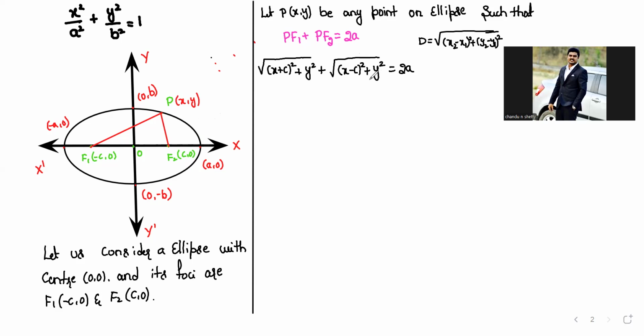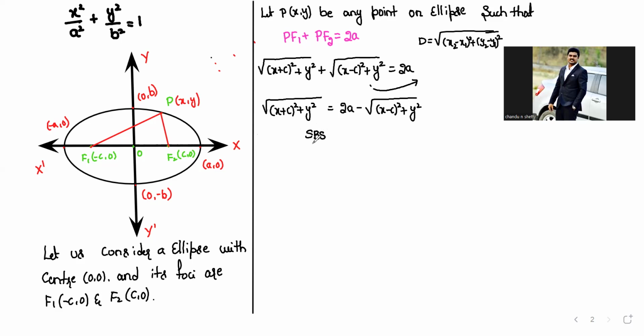Now you should observe this one. This term we are taking to the RHS side. So square root of x plus c whole square plus y square is equal to 2a minus square root of x minus c whole square plus y square. We got it. Clear?